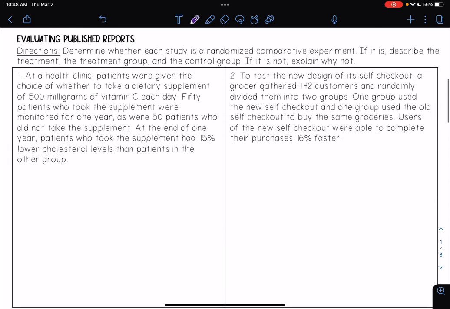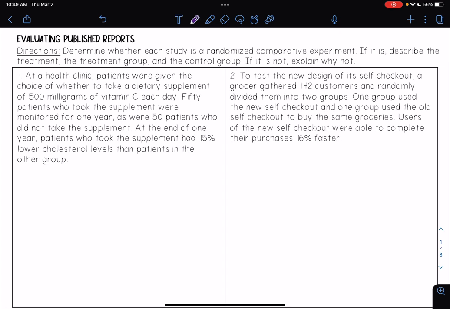So for this first set of examples, we're going to be evaluating published reports. So we're going to determine whether each study is a randomized comparative experiment. If it is, we're going to describe the treatment group and the control group. If it is not, explain why not. So for this first one, it says, at a health clinic, patients were given the choice of whether to take a dietary supplement of 500 milligrams of vitamin C each day. 50 patients who took the supplement were monitored for 1 year, as were 50 patients who did not take the supplement. At the end of 1 year, patients who took the supplement had 15% lower cholesterol levels than patients in the other group.